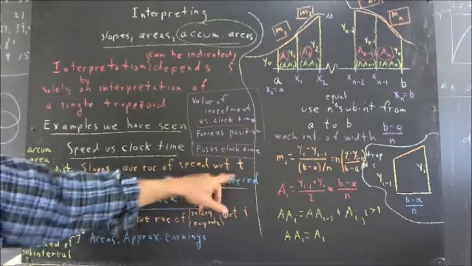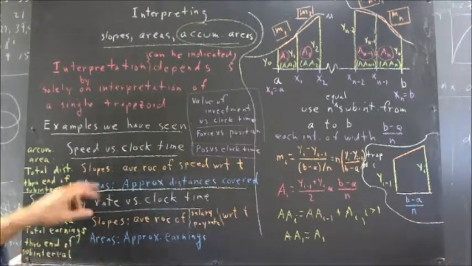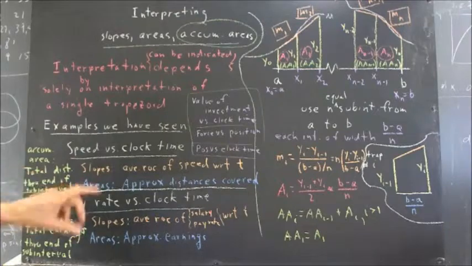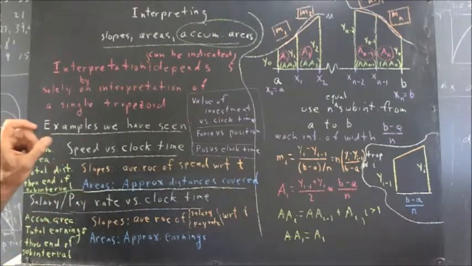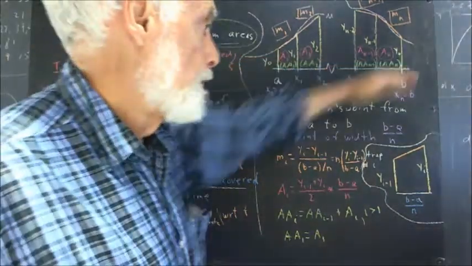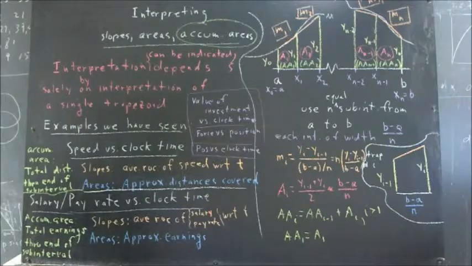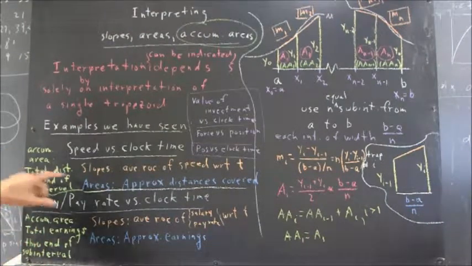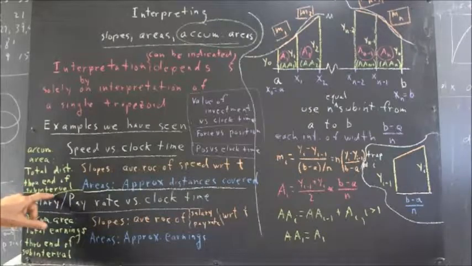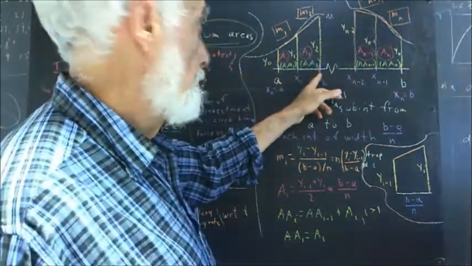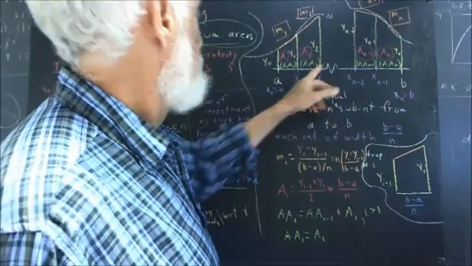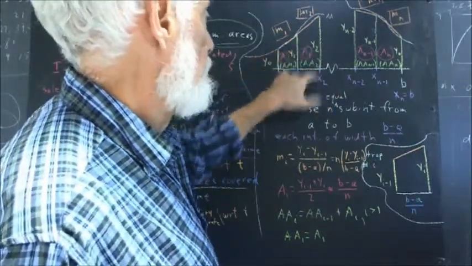rate of change of speed with respect to clock time, and the area of an individual trapezoid represents the approximate distance covered on the corresponding interval of the horizontal axis. Accumulated area represents then the total distance covered through the end of the subinterval. So the accumulated area through the end of the second subinterval is equal to the area of the first plus the area of the second.